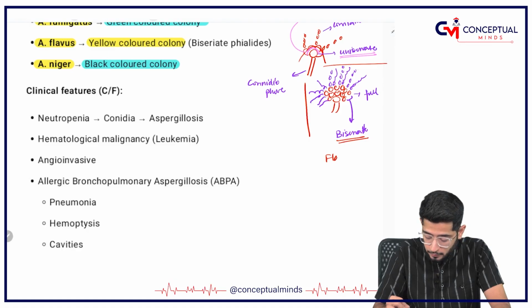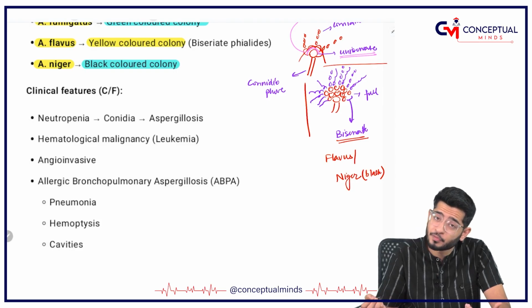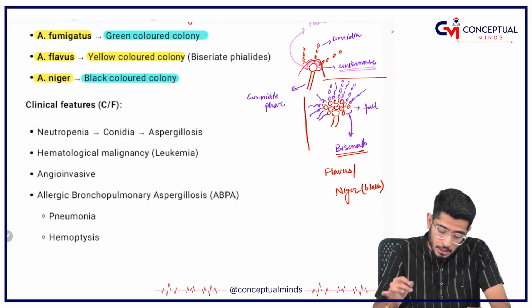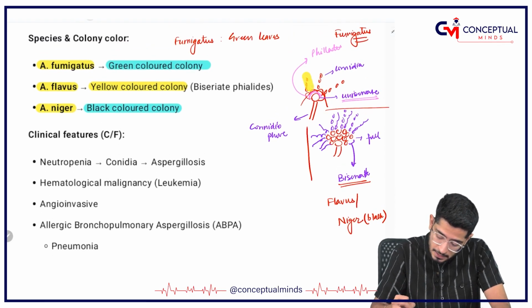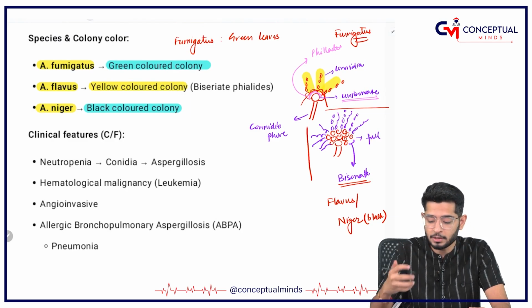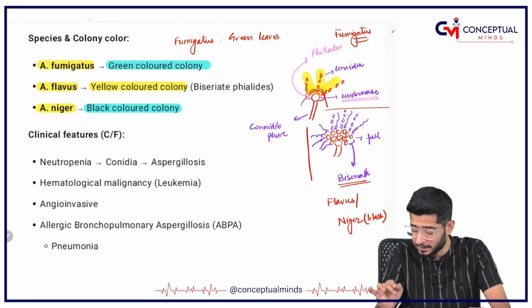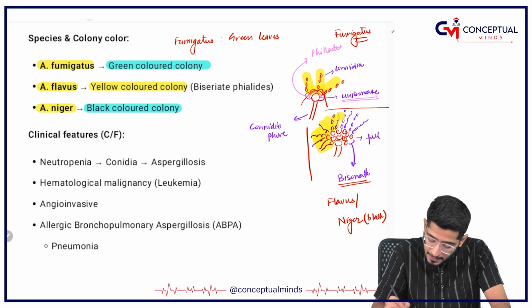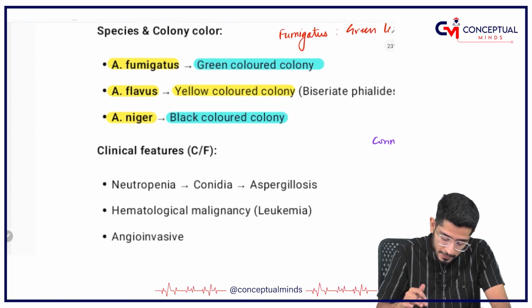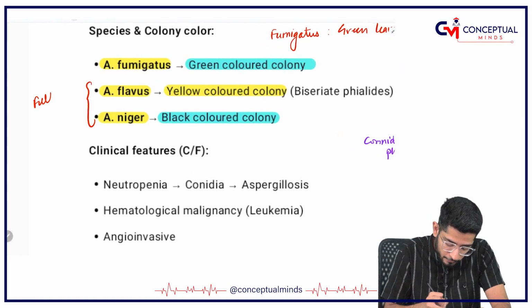belongs either to flavus or to niger. If it is black colored, it is going to be niger. One more important difference: you can see these conidia are present only on the topmost two-thirds and not entirely, whereas these conidia here are present everywhere. So remember, flavus and niger have full-on conidia, that means conidia are present on the whole surface, number one.